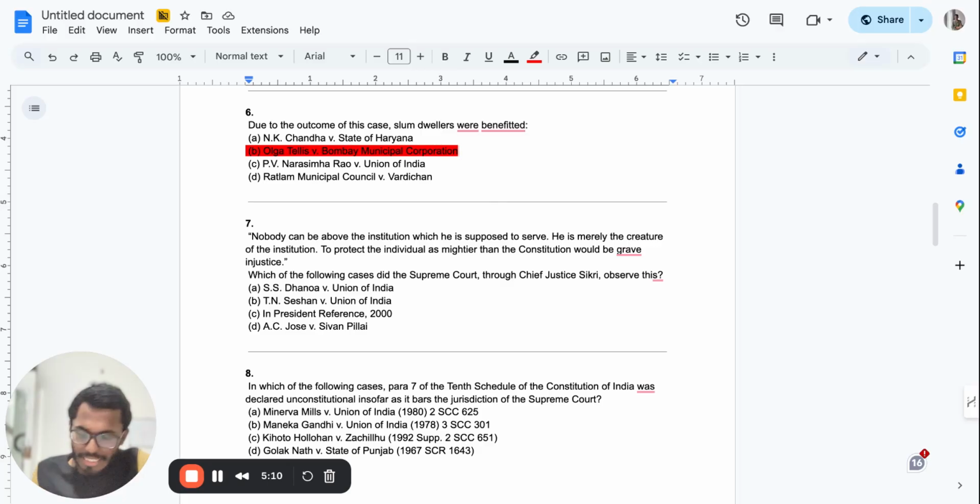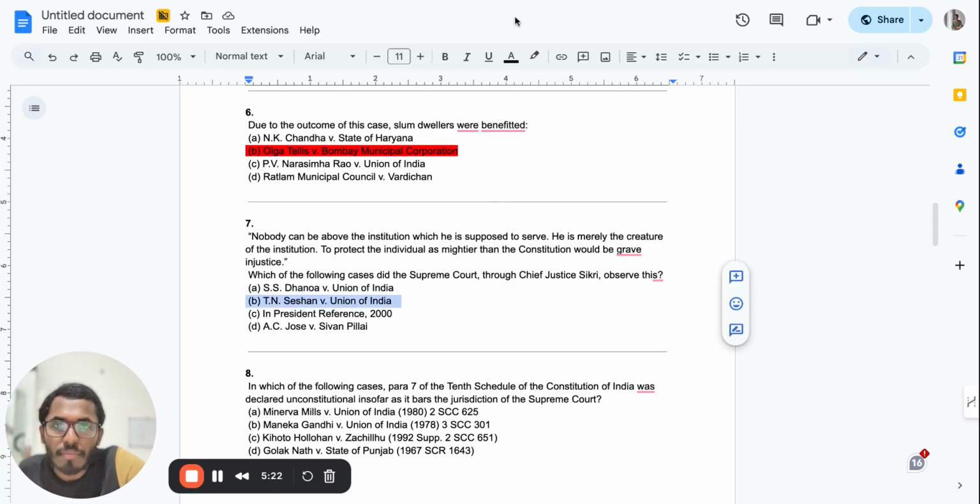It is basically said in the case of, again, it comes under the T. N. Seshan versus the Union of India case. This is the correct answer. So it basically says that nobody can be above the institution which he is supposed to serve.